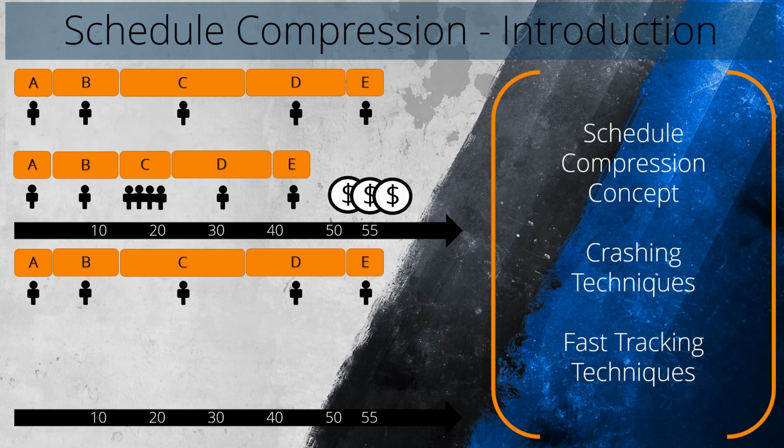Then we have the fast tracking technique. The project manager also explores the possibility of overlapping activities to reduce the project duration. In the original plan, activities were scheduled sequentially, one after the other. However, by carefully analyzing, the project manager identifies opportunities to execute certain activities concurrently.